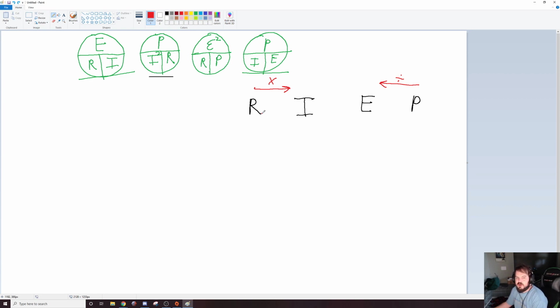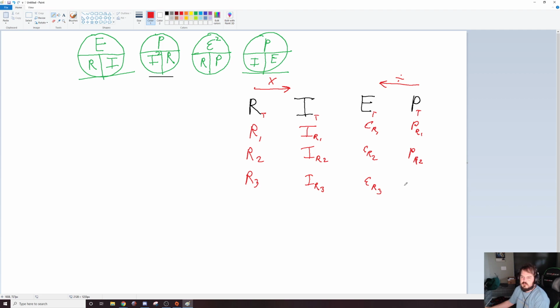Because you come in and you put R total, I total, E total, and P total, and then you just make rows for all of your values in the circuit. So R1, R2, R3, that's I of R1, I of R2, I of R3, E of R1, E of R2, E of R3, and so on. Now that you've got all the rows, moving up and down the rows is very easy.